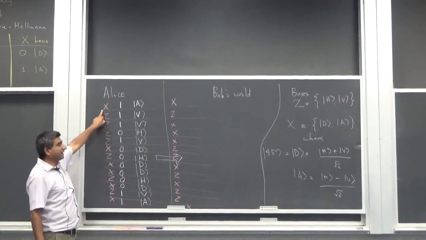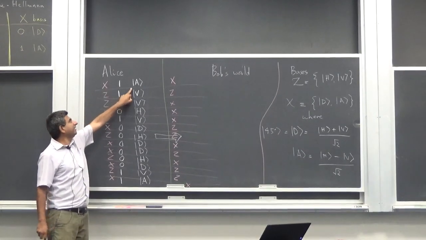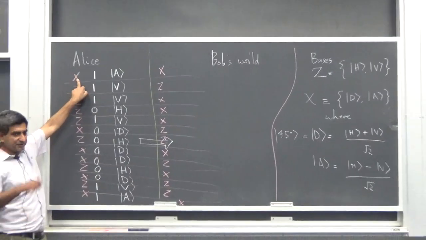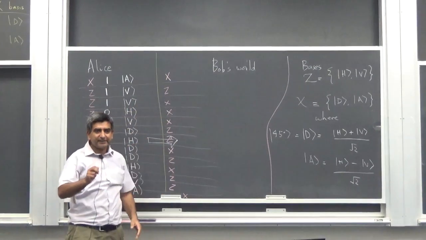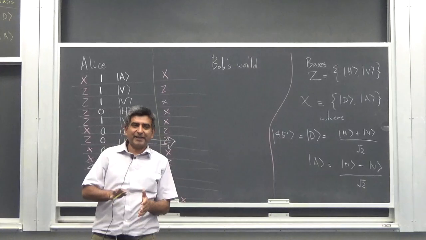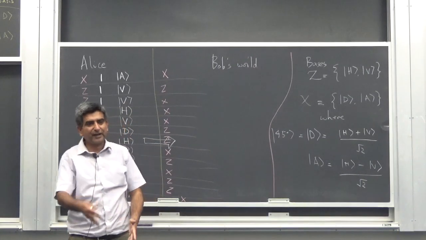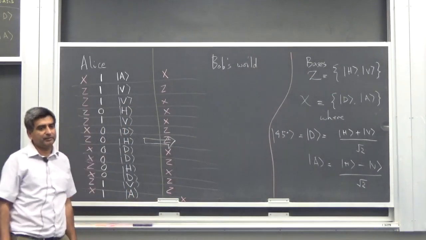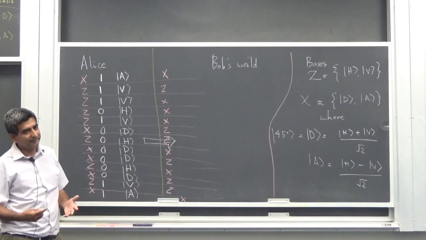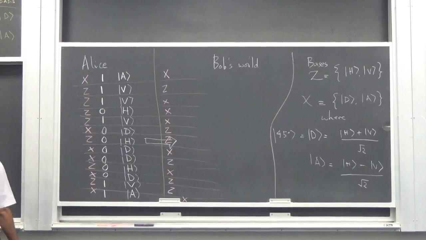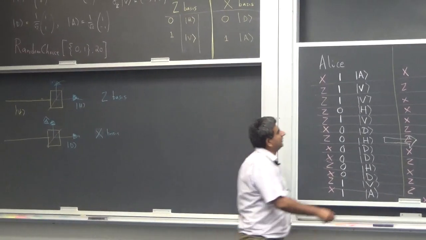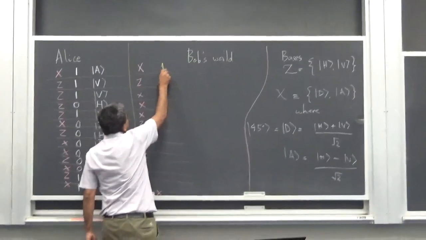Alice had prepared an X. An eigenstate of X was generated and sent onwards to Bob. So it happens that Bob is also measuring in the X basis. What is his outcome going to be? It's going to be ket A, right? So ket A corresponds to 1. So his output bit is going to be 1.